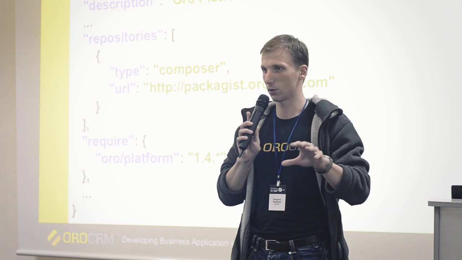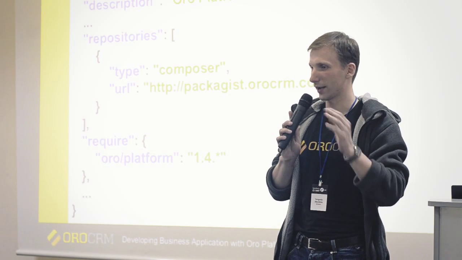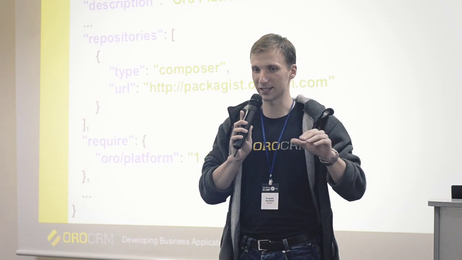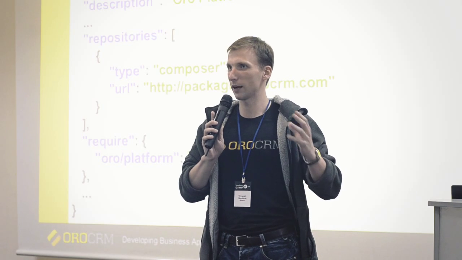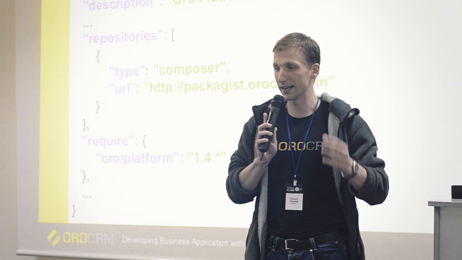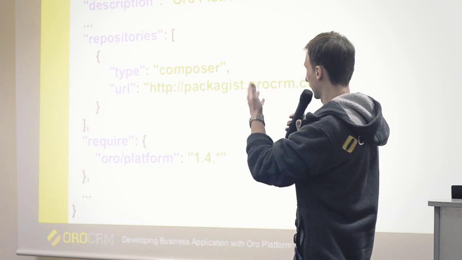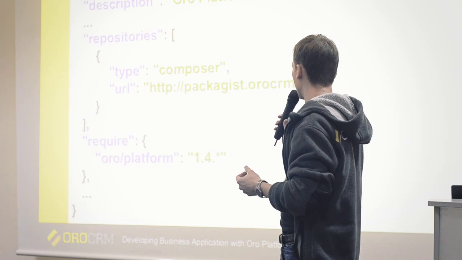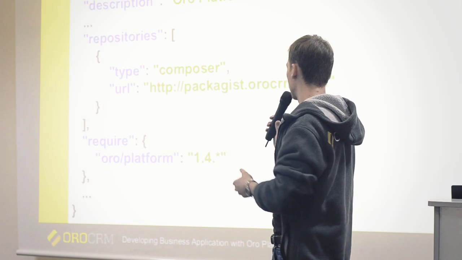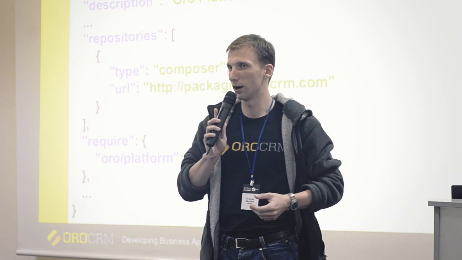So you can install a platform application, then add a CRM extension to it. Then you can add, for example, an ERP extension. Then you can add, for example, a commerce extension, et cetera. So you can combine these extensions in any combination you need. And the packages are the source where all these extensions are available, and you can either manually specify them and require them in your installation, or you can do it later from the UI.